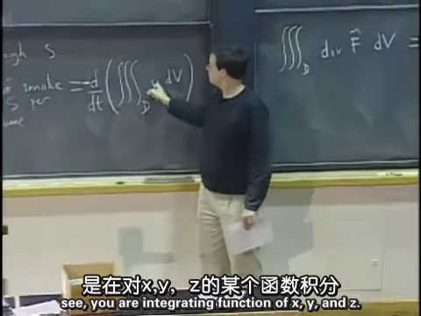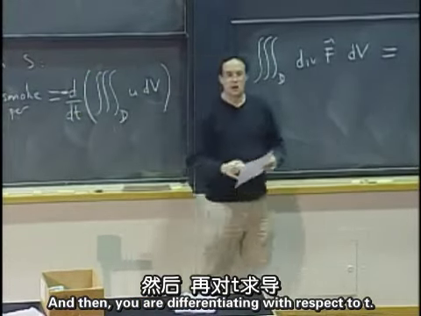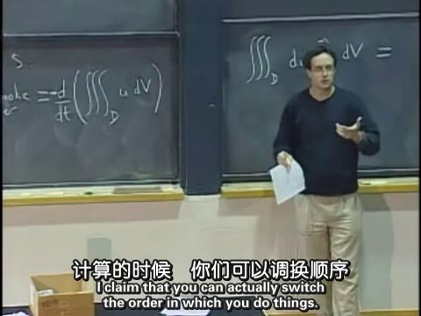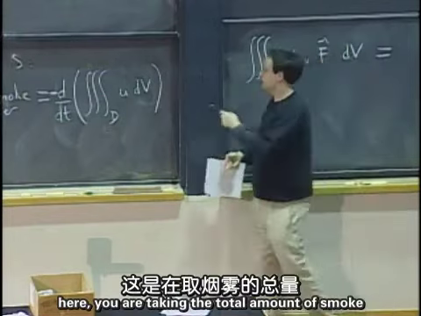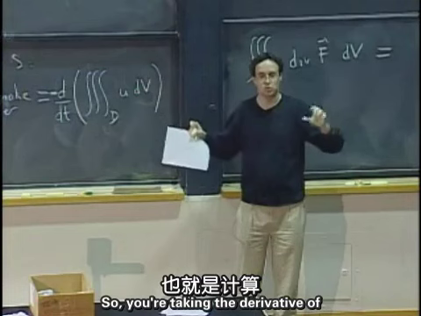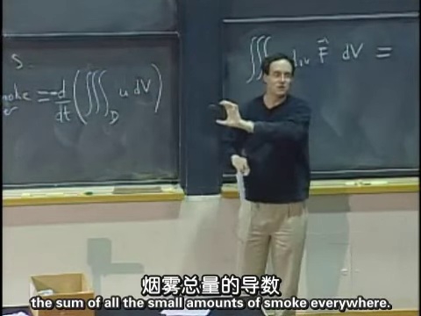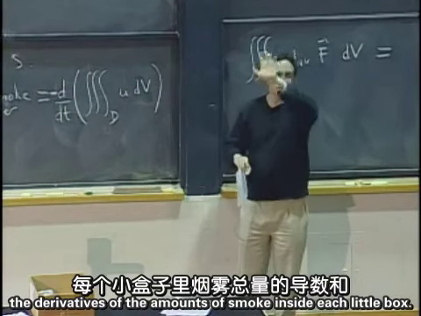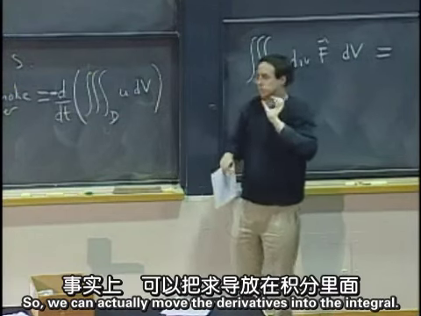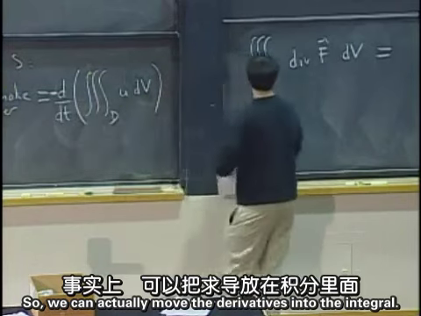Well, let's think a bit about this derivative. So see, you're integrating a function over x, y, and z, and then you're differentiating with respect to t. I claim that you can actually switch the order in which you do things. Here you're taking the total amount of smoke and then seeing how that changes over time. So you're taking the derivative of the sum of all the small amounts of smoke everywhere. Well, that will be the sum of the derivatives of the amount of smoke inside each little box. So we can actually move the derivative into the integral.